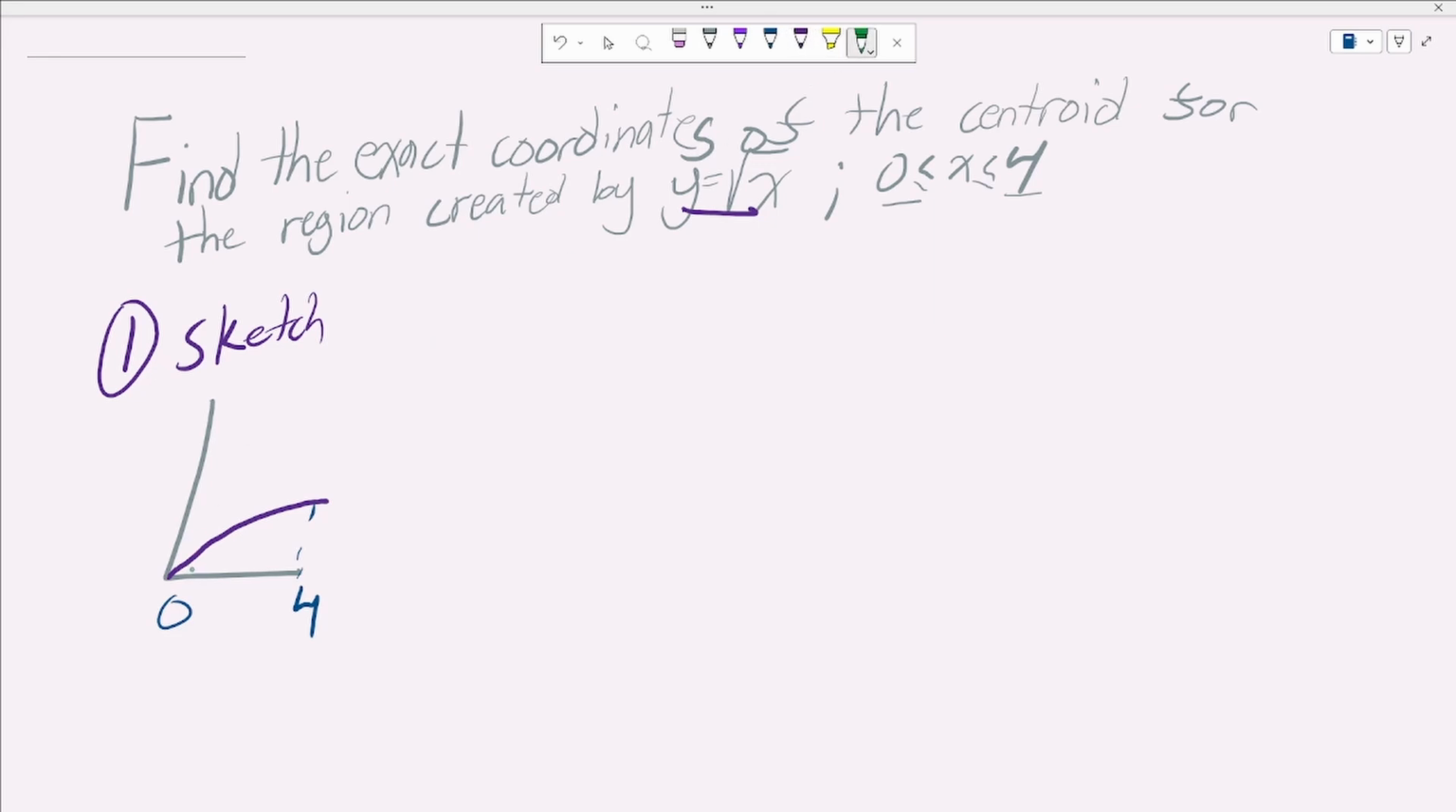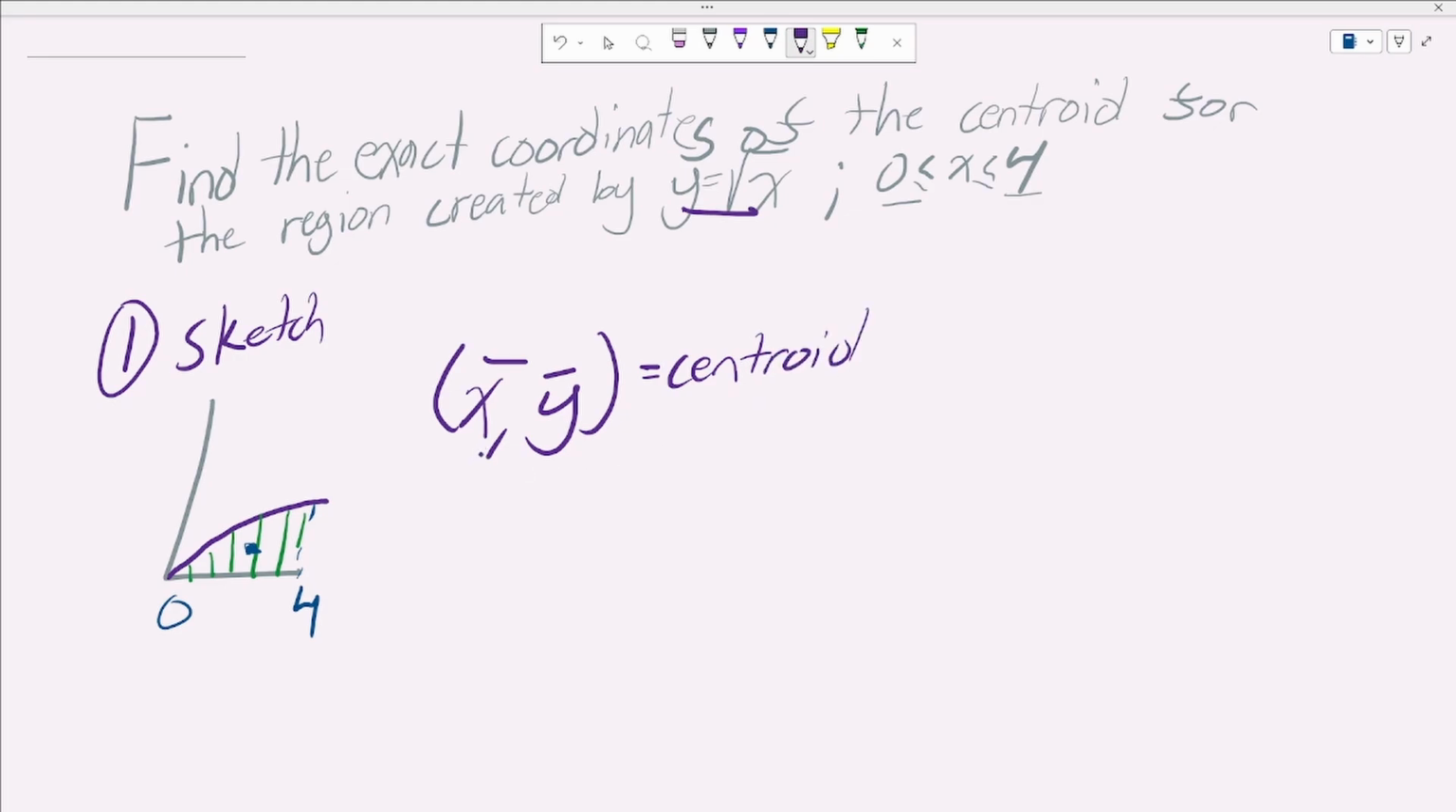Let me shade it in green. Our problem is asking, where is the center of this little shape that we created with our bounds and the area under our curve? So this point, our centroid, we can call it x bar, y bar.